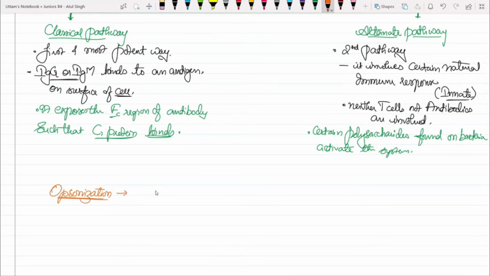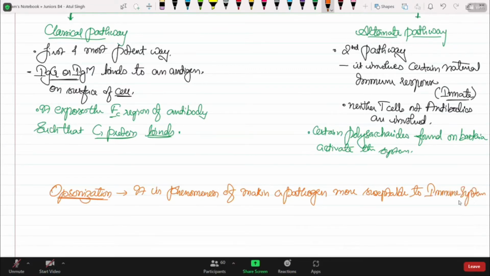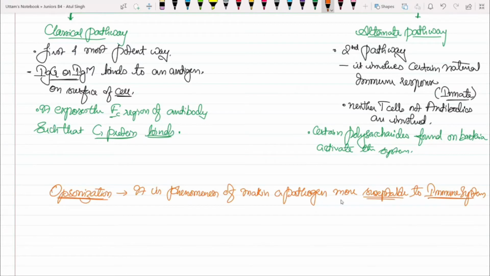Opsonization is the phenomenon of making a pathogen more susceptible to the immune system. It means we are making it more available for the immune system to show its response.